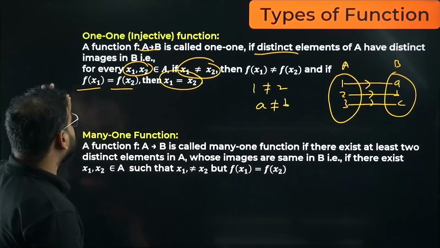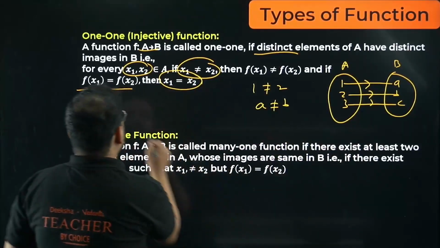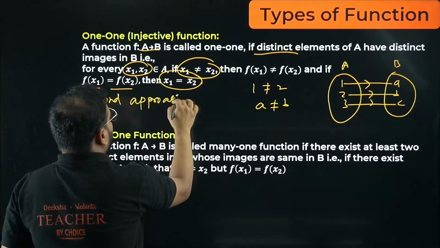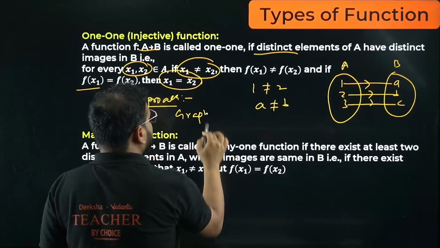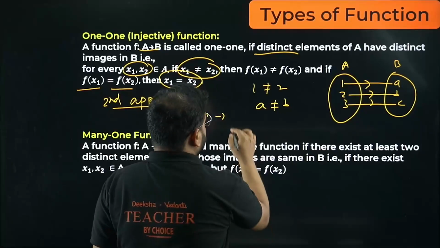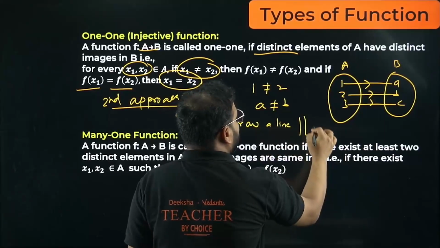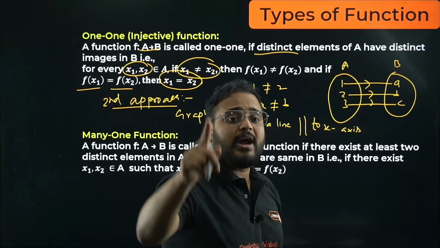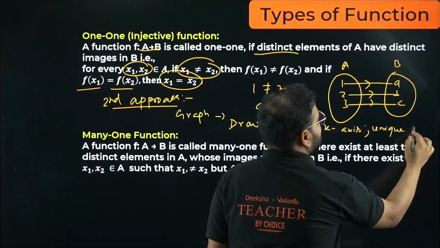This is the algebraic approach to identify a function to be 1-1. There is a second approach also. What is that second approach? We draw a graph of the given function, and after this what you do is draw a line parallel to the x-axis. If you get a unique intersection, it means 1-1. It should have a unique intersection.